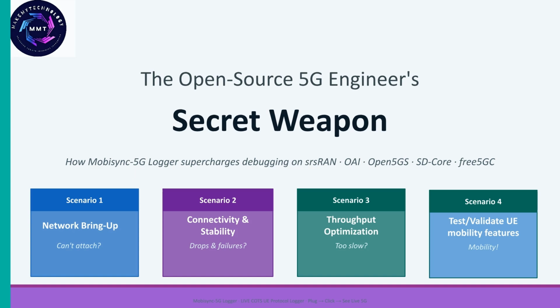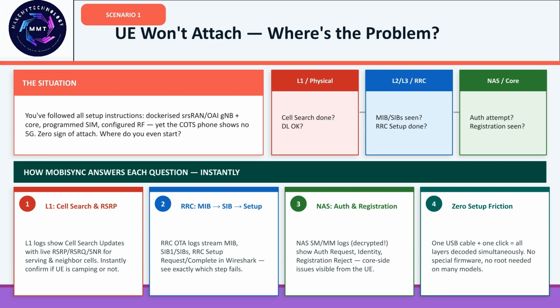We return to Scenario 1. UE won't attach. The situation is a failure to attach, even after following all setup instructions. Mobisync offers instant answers by providing L1, RRC, and NAS visibility. For the deep dive into Scenario 1, Mobisync reveals the MIB to confirm cell transmission, SIBs to check system information, and the RRC setup request for connection initiation.